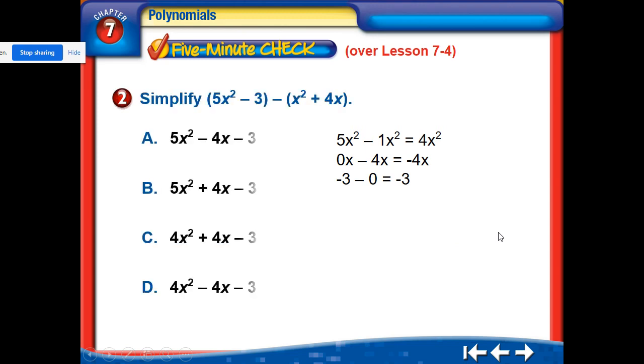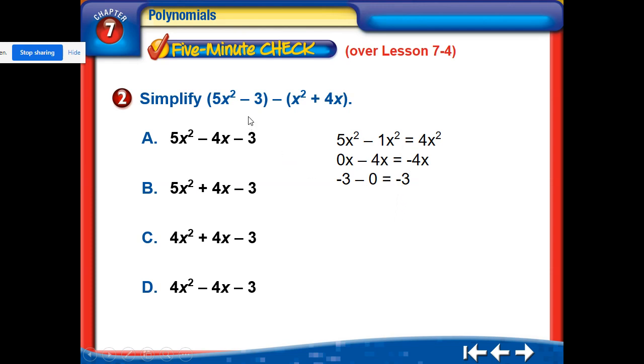Now here's a little bit of a tricky one I wanted to go over. 5x squared minus x squared. That's fine. That's 4x squared. But now I have this 4x. There's no x's over here. So notice what I did. I wrote 0x. 0x minus 4x is still negative 4x. And then there's no constant over here, so it's negative 3 minus 0, which is still just negative 3.